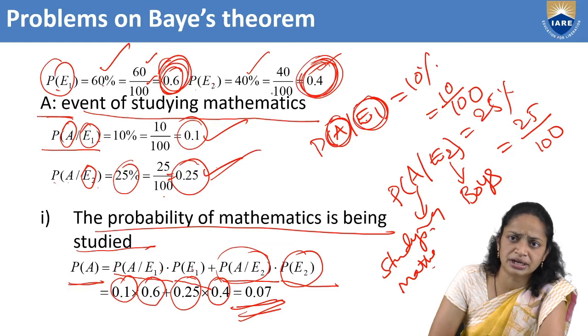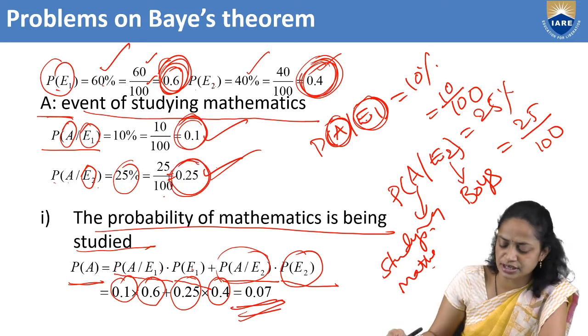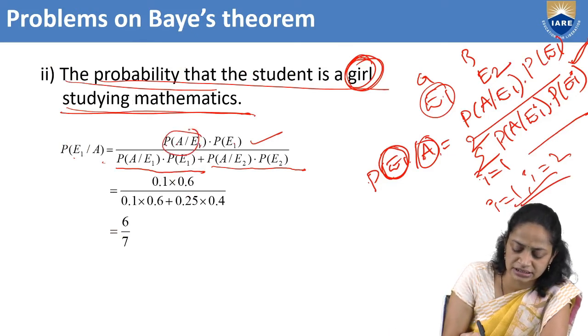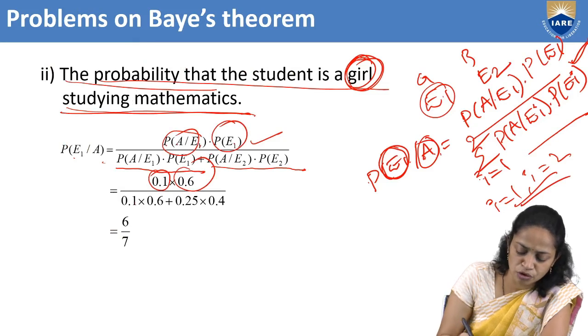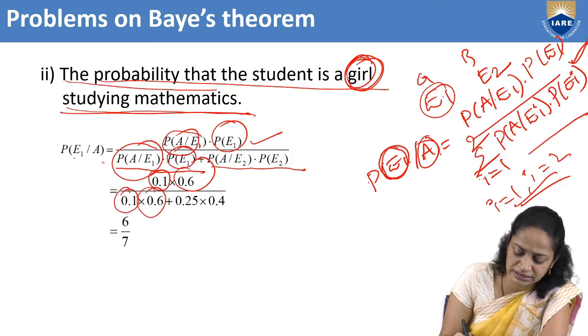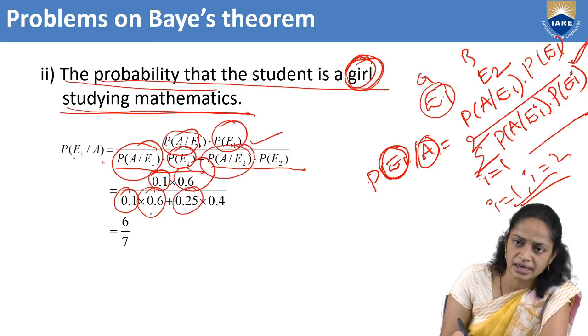Probability of A given E1 is 0.1 and probability of A given E2 is 0.25. Substitute all these values here. Probability of A given E1 is 0.1, probability of E1 is 0.6, probability of A given E2 is 0.25, and probability of E2 is 0.4.